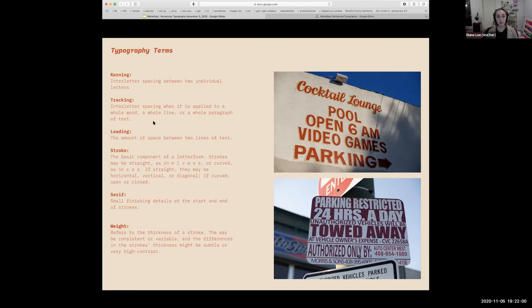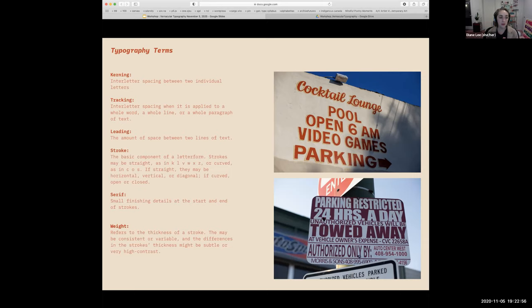So next we go to tracking. That is interletter spacing that is applied to a whole word, a whole line, or a whole paragraph of text. And this can be done to make refinements to how much space the text takes up. This can be done to adjust for how tight or loose a given typeface might feel. And so when I look at this towing sign, I can tell you with confidence that this tracking is very, very, very tight. And it makes me think that what was determined first and foremost was the outside dimensions of the sign. And then the spacing was adjusted to fit the exterior dimensions.